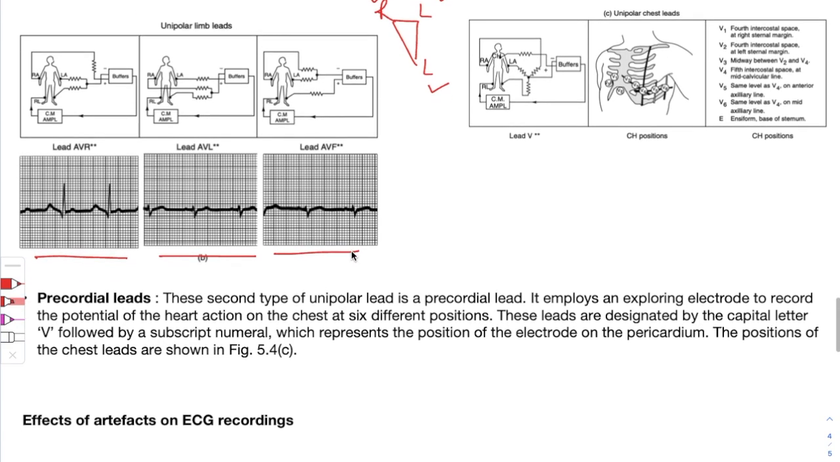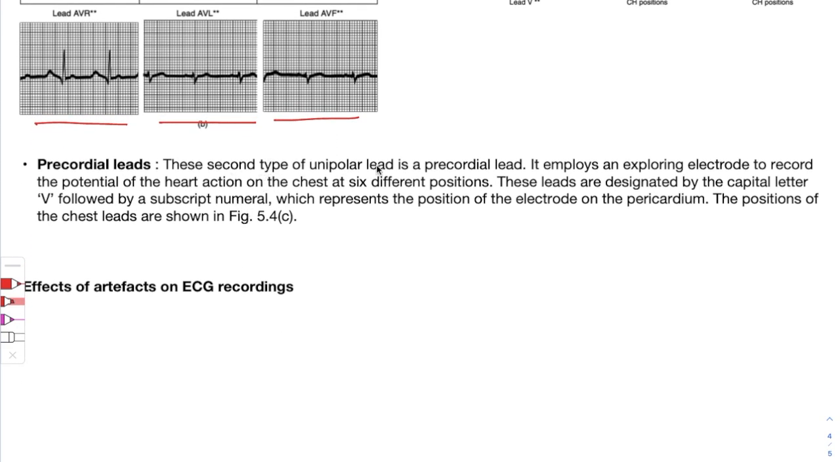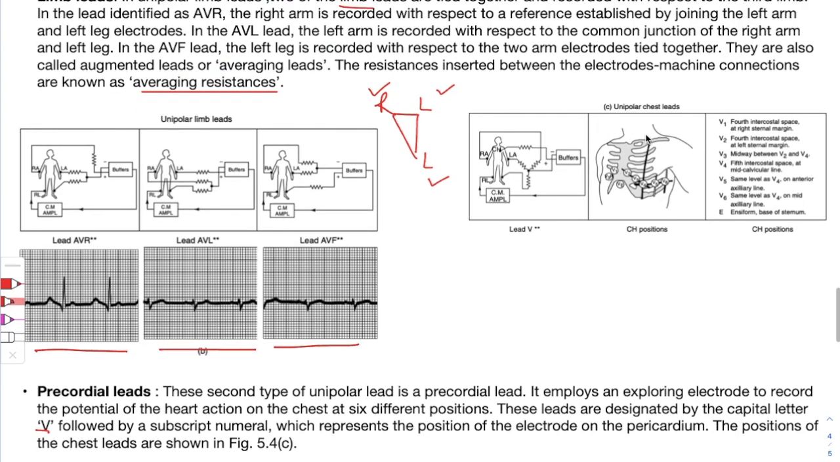Coming on to the precordial leads, the second type of unipolar lead is called a precordial lead. It employs an exploring electrode to record the potential of the heart action on the chest at 6 different positions. These leads are designated by the capital letter V followed by a subscript numeral which represents the position of the electrode on the precordium. The positions of the chest leads are shown in this figure.